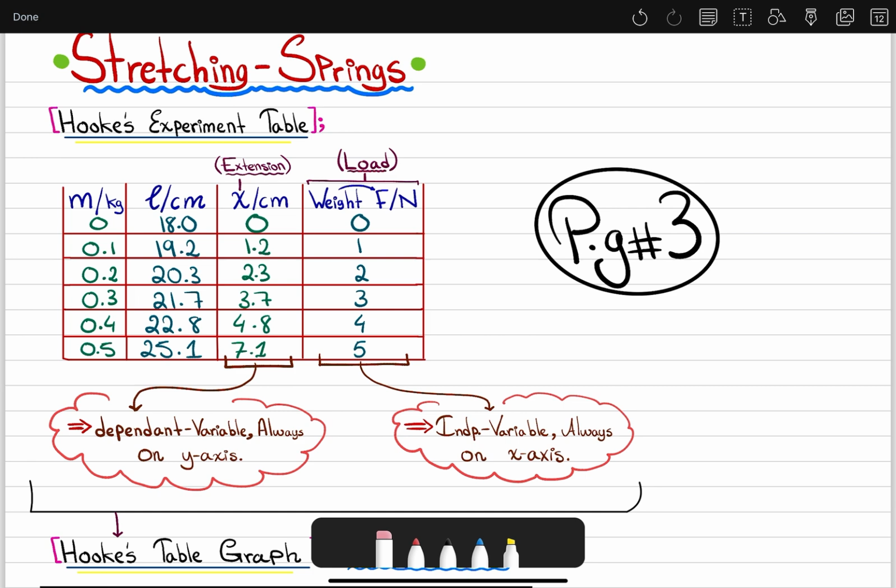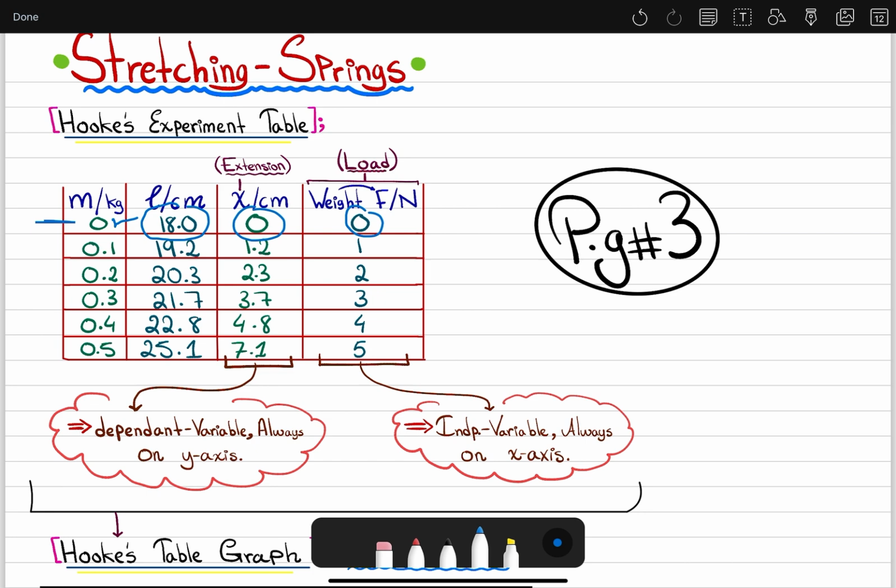So what did he do? As you can see in the first row here, he took a spring with no load, okay? Mass was 0. The initial length of this was 18.0. So of course the extension is 0. The weight applied, the load, was also 0.